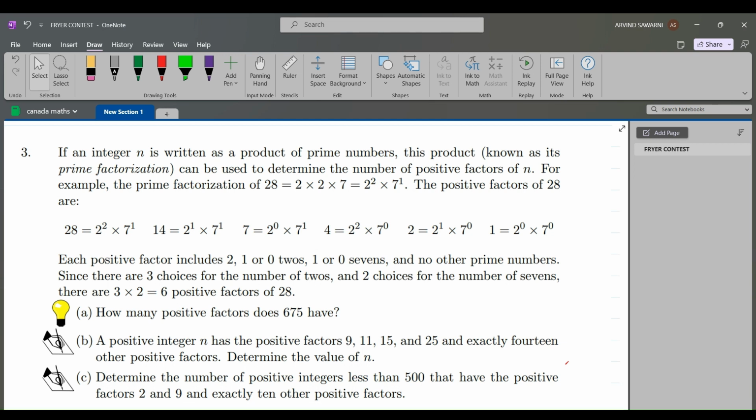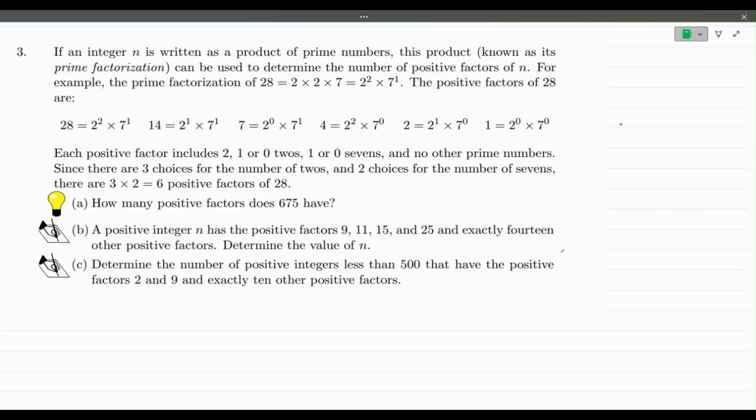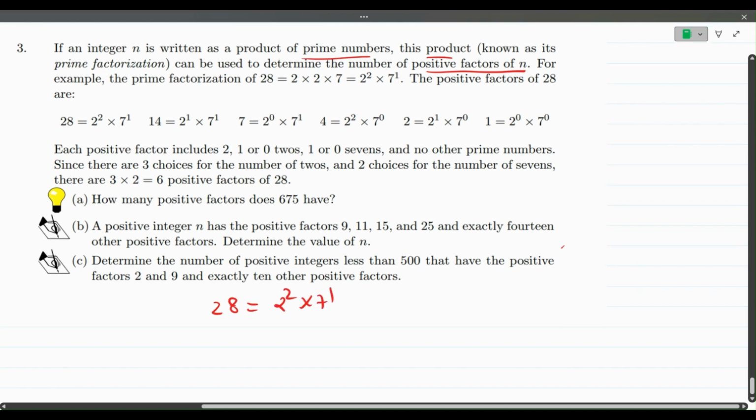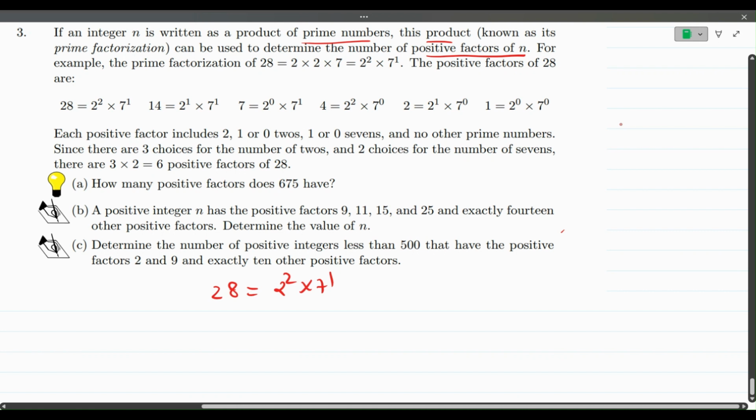Hello everyone. So let's solve question number 3. If an integer n is written as a product of prime numbers, this product can be used to determine the number of positive factors of n. For example, it is given that 28 is equal to 2 to the power 2 into 7 to the power 1. So how many positive factors of 28 are there?